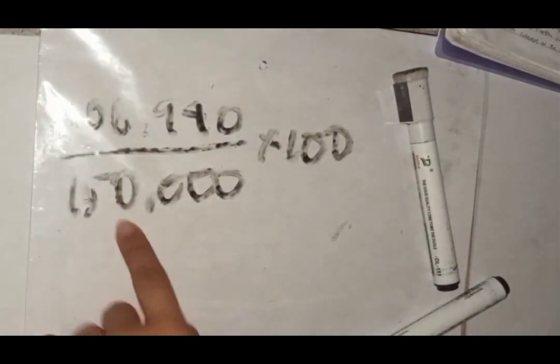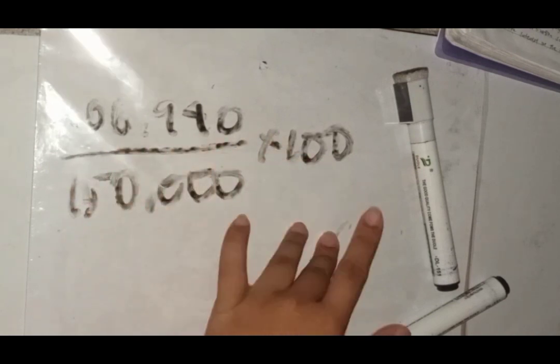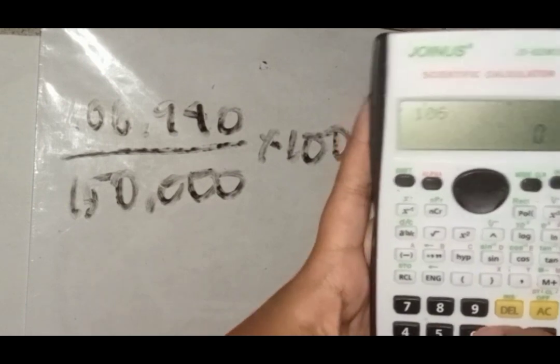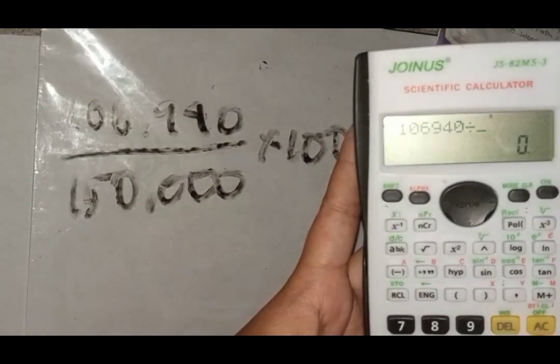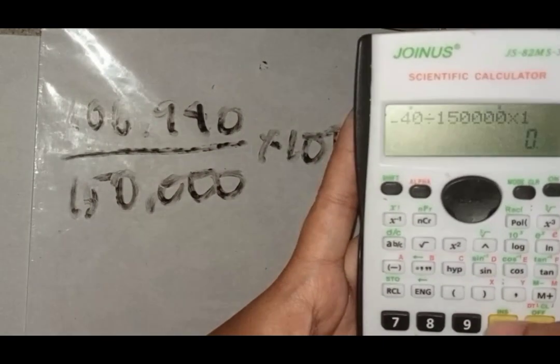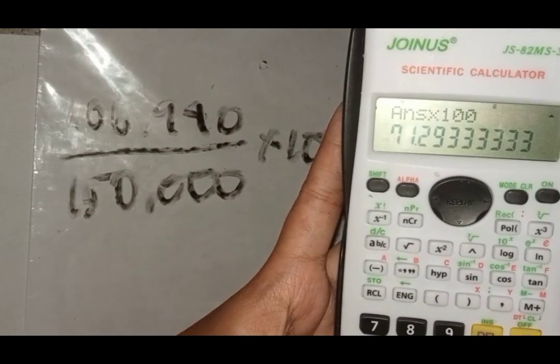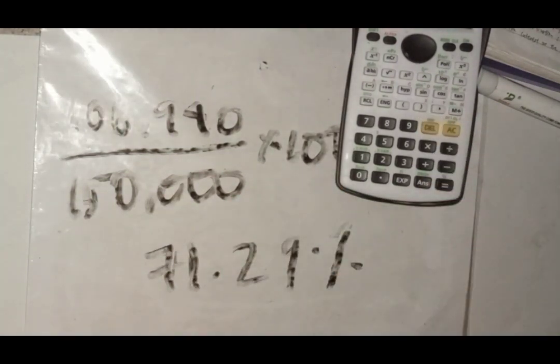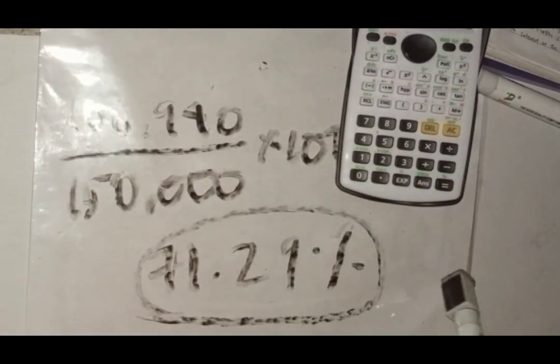Now, let's find the net profit margin. The formula is net profit over sales revenue times 100. Since we already found the net profit, which is 106,940, we divide it by 150,000 and multiply by 100 to get the net profit margin. The answer is 71.29%. Guys, when it's a margin, always remember that it is a percent. So, that is our net profit margin.